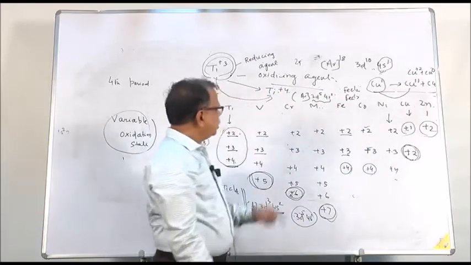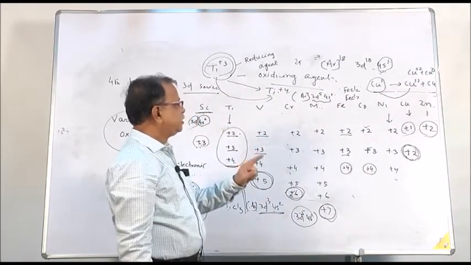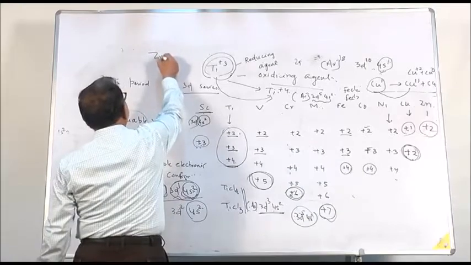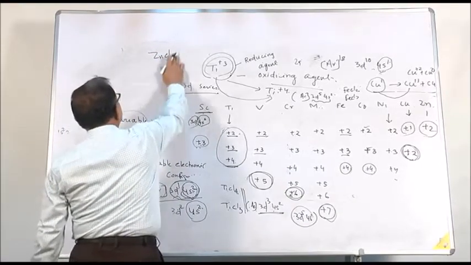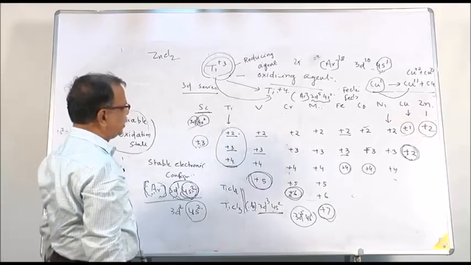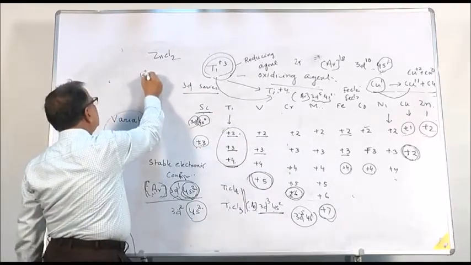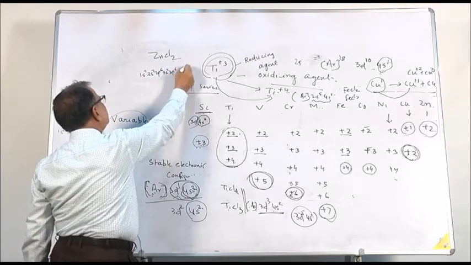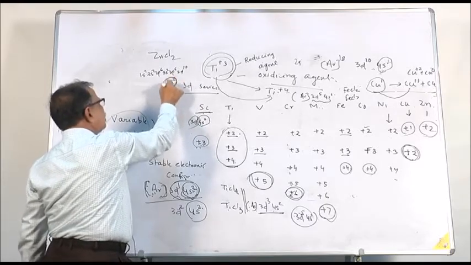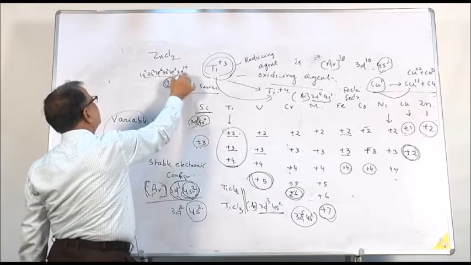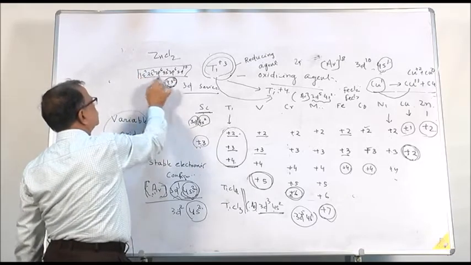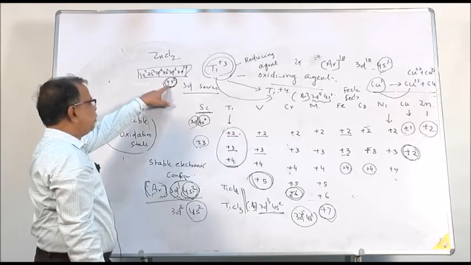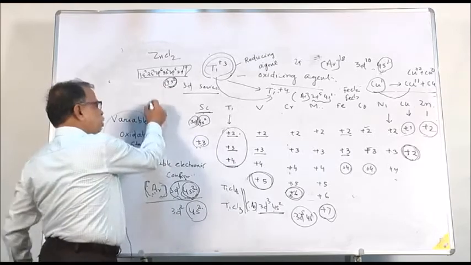So this is all about the variable oxidation state. Zinc has only one oxidation state. Zinc has only one compound, ZnCl2. It is not a transition element; its configuration is 1s2, 2s2, 2p6, 3s2, 3p6, 3d10, 4s2. After removal of 2 electrons, it attains a stable electron configuration. Due to this stable configuration, zinc only loses 2 electrons and remains in the +2 state.